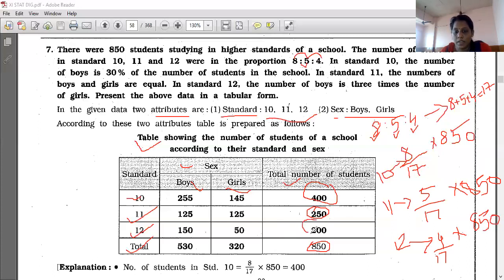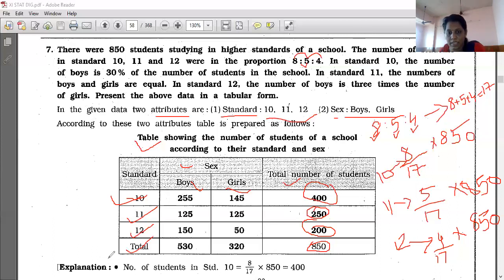That is 200, right? So these things are given in the question. Now next is in standard 10, the number of boys is 30%. So in 10 standard, first we will be taking the 10 standard. So boys is 30%. 30% of what? 30% of 850, right?